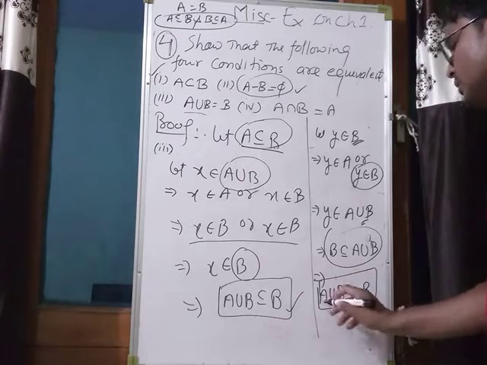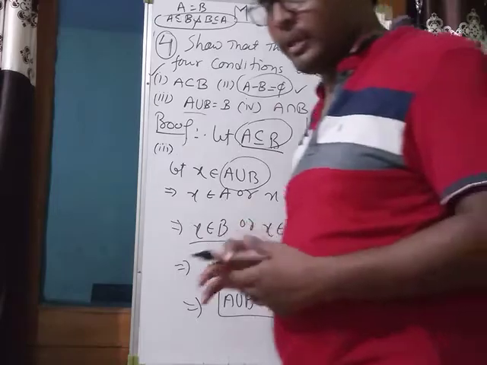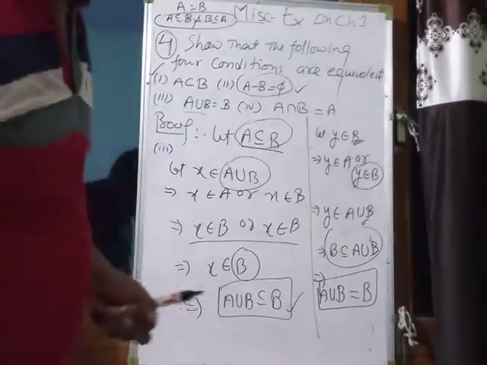Now the last one, A intersection B is equal to A. The last one.